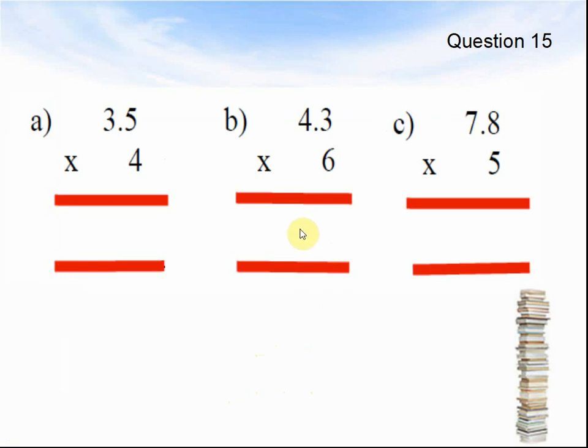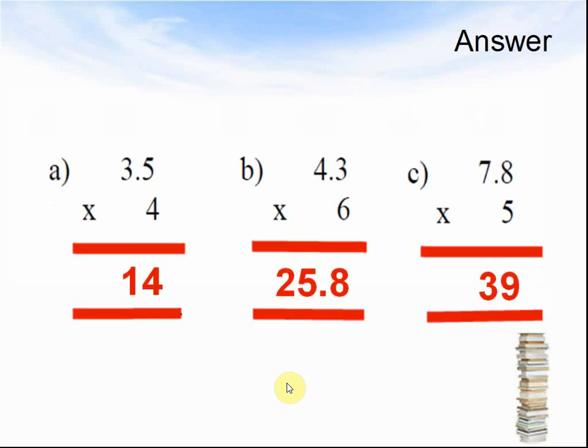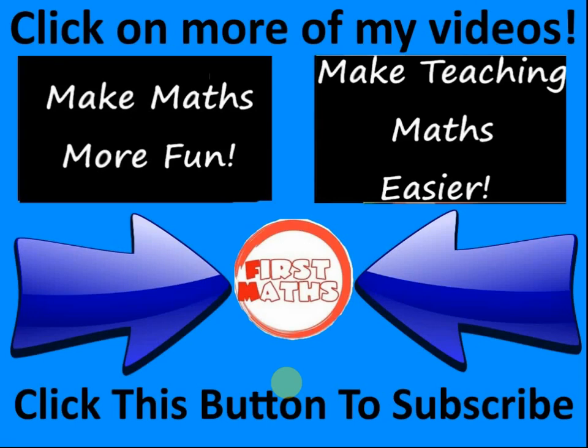Question 15. What is 3.5 times 4? What is 4.3 times 6? What is 7.8 times 5? Pause the video until you are ready for the answers. Here come the answers. The answers are 14, 25.8, and 39.